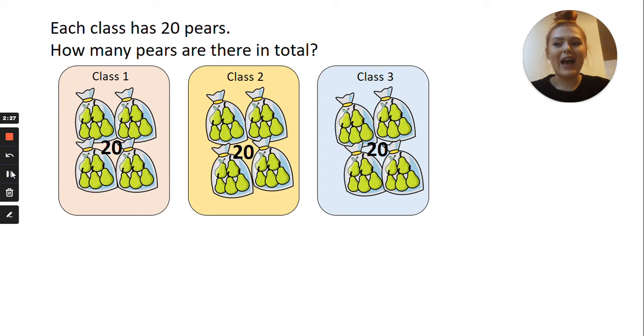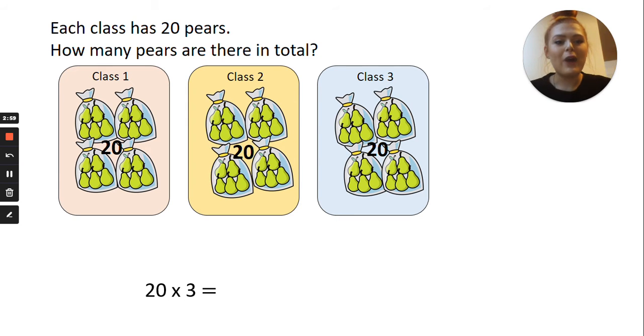Next, we can look at this question. Each class has 20 pairs. How many pairs are there in total? So we still have 1, 2, 3 groups, 3 lots. We're still timesing our number by 3. But instead of having 2 pairs in each group, each class has 20 pairs. So our new multiplication that we need to solve is 20 times by 3.